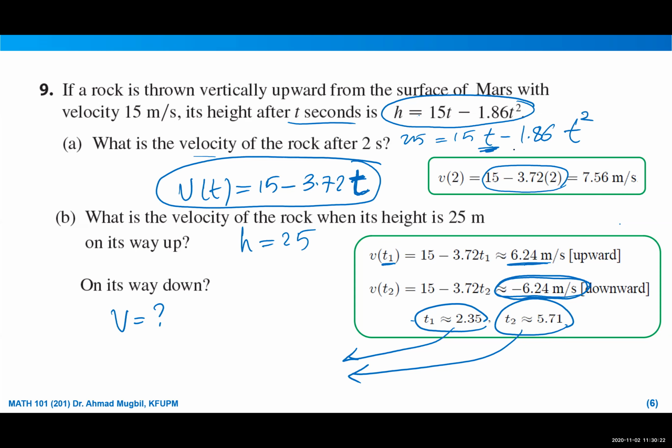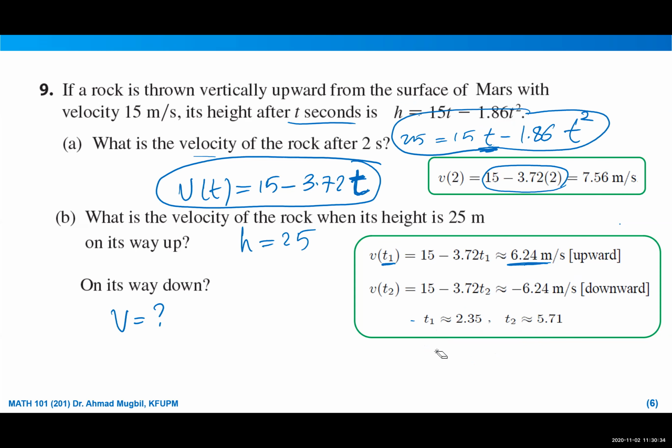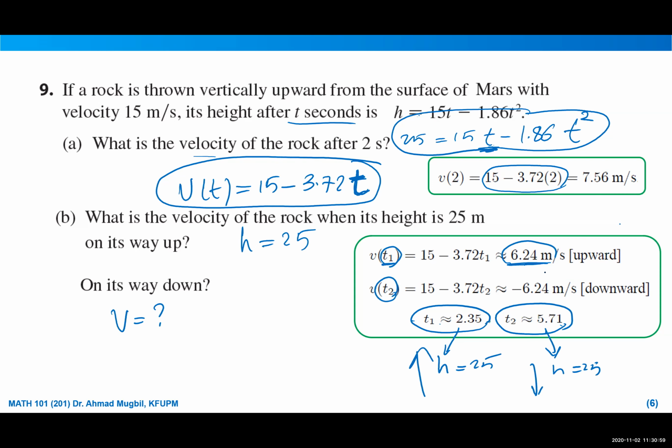I need to solve this equation for t, and this equation is a quadratic equation. You need to solve this quadratic equation for t, and we did, and these were the solutions that we obtained. So after 2 seconds and after 5.7 seconds, the height h will be 25, and also h here will be 25. This is when it is going up, and this is when it is going down. What we did is we took these two values of time and substituted them in the velocity function, and it gives me the velocity when the height is 25.